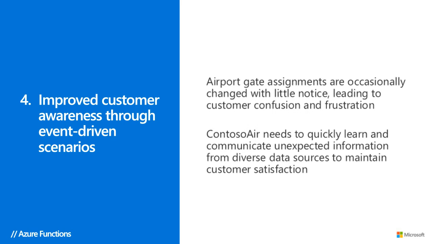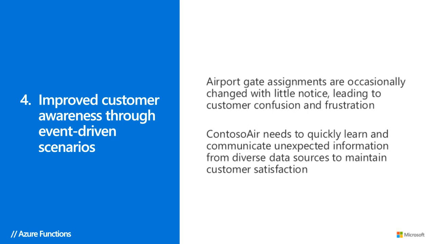And so you can think of this event-driven scenario in the context of many different applications. For Contoso Air, we'll focus on airport gate assignments, which are changed occasionally with very little notice, which leads a lot of customers to confusion and frustration. I'm sure a lot of you have experienced this when you're on a flight with a layover and it turns out your layover gate has changed, and so you're quickly running across the airport to find out which gate you should go to. Did my flight leave yet? How do I make sure I'm there in time?